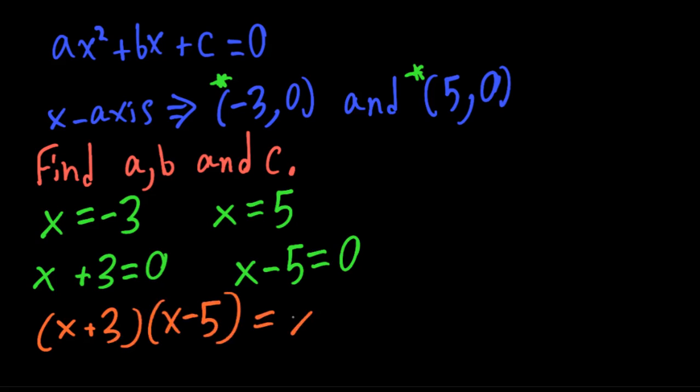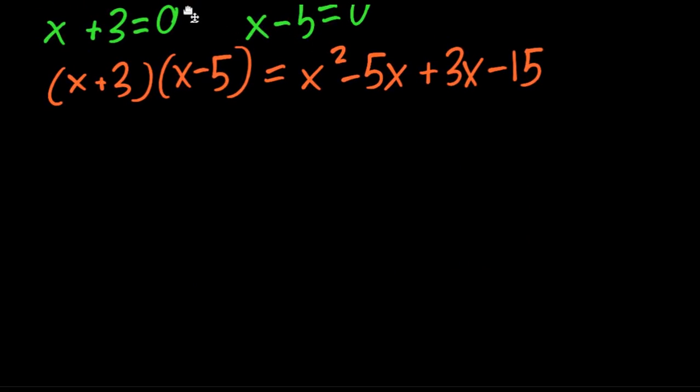We'll get x times x is x squared. Minus 5 times x is minus 5x. 3 times x is 3x. 3 times minus 5 is minus 15. And now we'll just tidy that up a bit more. And we'll get x squared minus 2x minus 15.